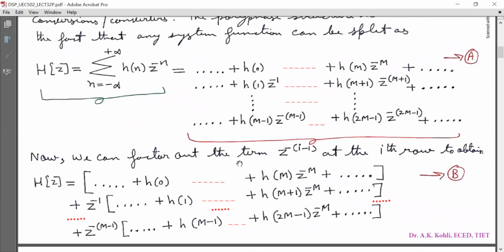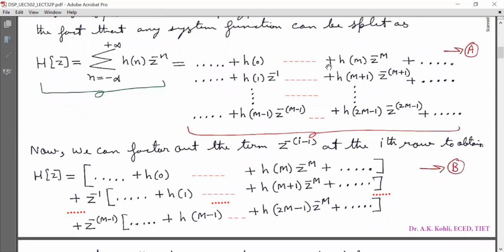Now we can factor out the term z^(-(i-1)) at the ith row to obtain equation B. Now consider this row, first row, second row, and this is the last row. What I am going to do is factor out the term z^(-(i-1)) at the ith row to obtain equation B. Like from this first row, I am taking out z^0. From this second row, I am taking out z^(-1) as a common factor. And from this row, I am going to take z^(-(m-1)).